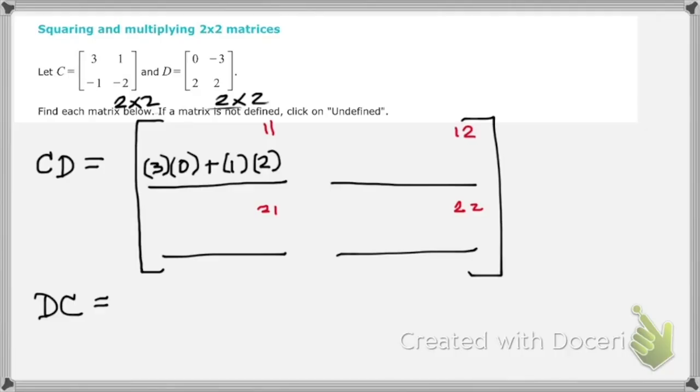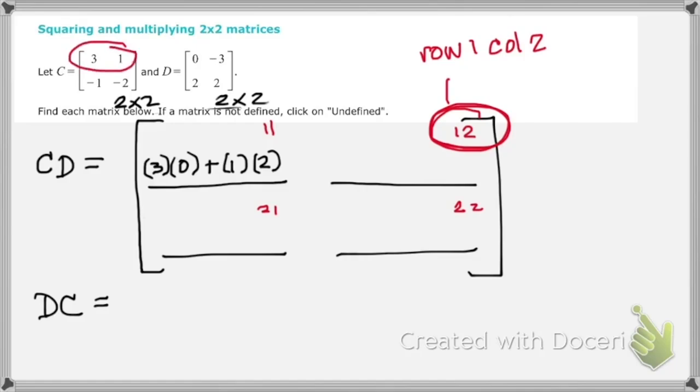And now see if you can predict what this next one is going to look like. This is up here. Look at the 1, 2. What does that mean? That means row 1, column 2. That's what the 1 and the 2 mean. Okay. So that's row 1, column 2. All right, 3 times negative 3 plus 1 times 2.